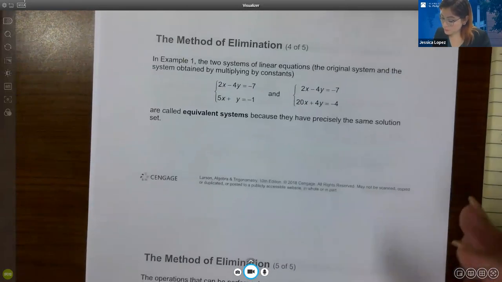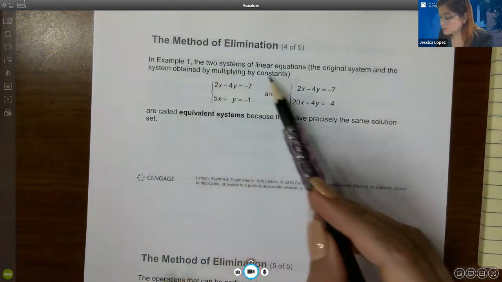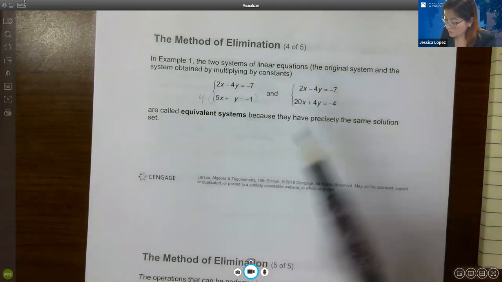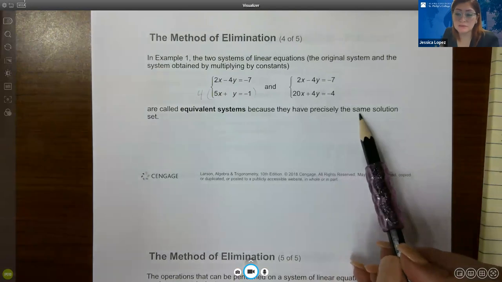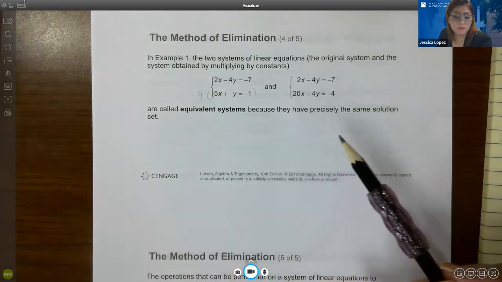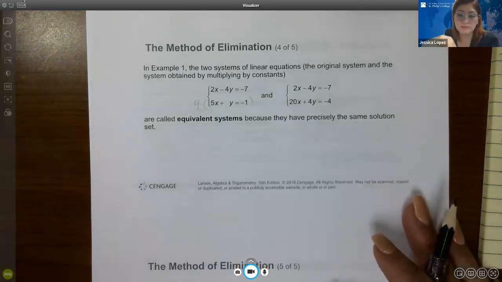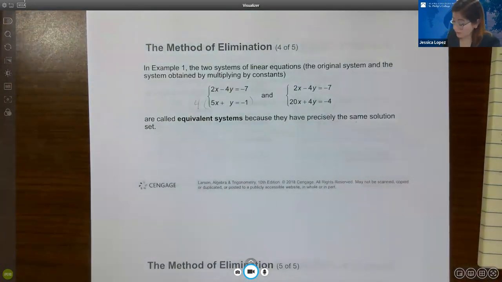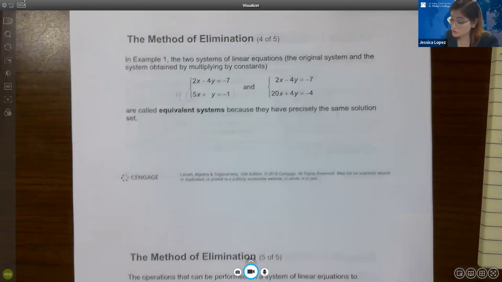So in example one, the two systems of linear equations, the original system and the system obtained by multiplying constants, right? So remember, they took this one and they multiplied the whole thing by 4. They are called equivalent systems because they have the exact same solution. So whatever the solutions are, whether there's one point, multiple points, or no points as solutions, whatever the solutions are to the first system are the exact same solutions for the second system. This is just a multiple of the other. This one is a multiple of the original equation.